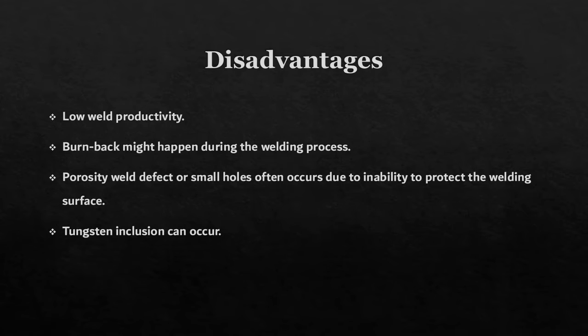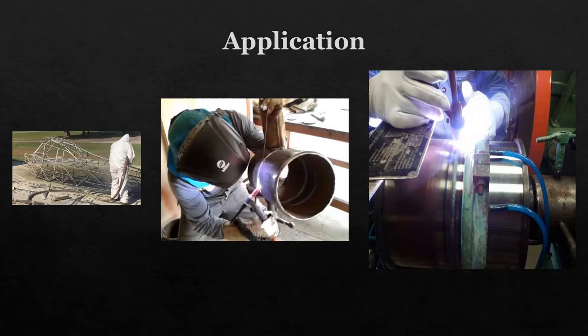And the second one is that the burn back may happen during the welding process. And the third one is that porosity weld defect or small hole often occurs due to inability to protect the welding surface. And the fourth one is that tungsten inclusion can occur.